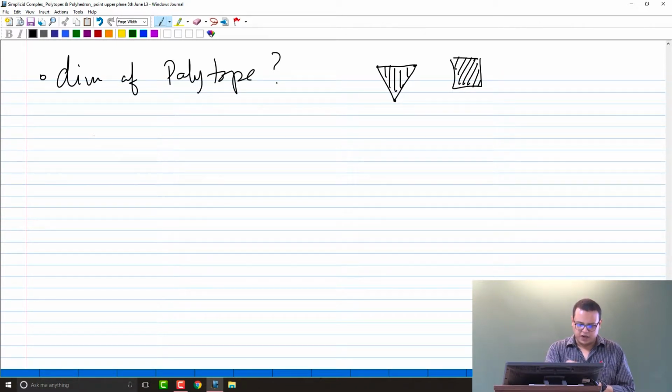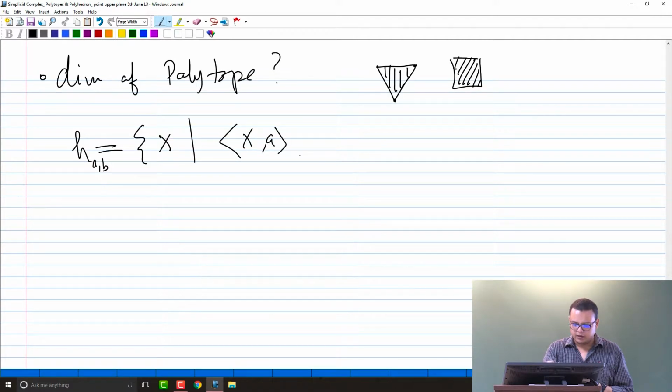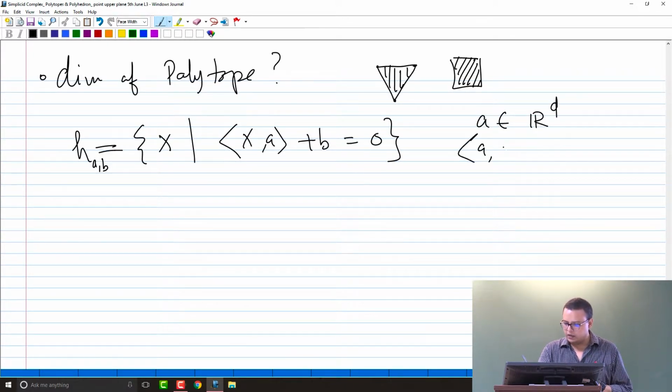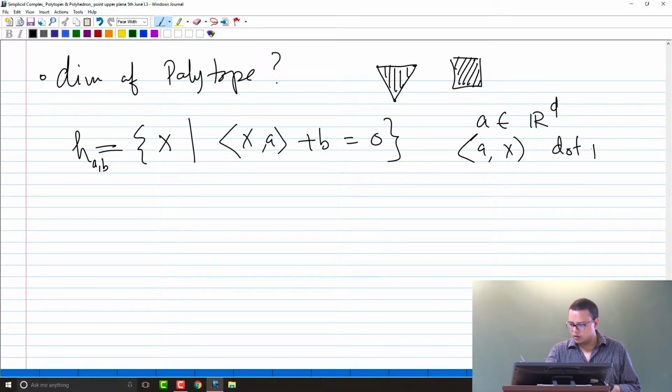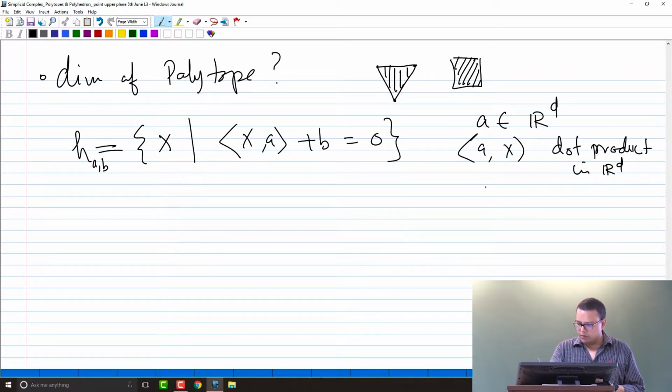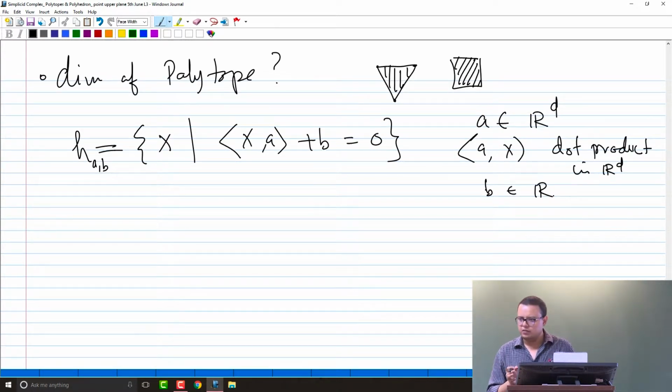Before we define that, let's look at how we define hyperplanes. So, what is a hyperplane in R^d? Let's say H_{A,B}. It looks like this: all the x's such that x·A + B is equal to 0, where A belongs to R^d, and this is basically the dot product in R^d, and B belongs to R. So the equation of this is basically how hyperplanes are defined, right? Good.